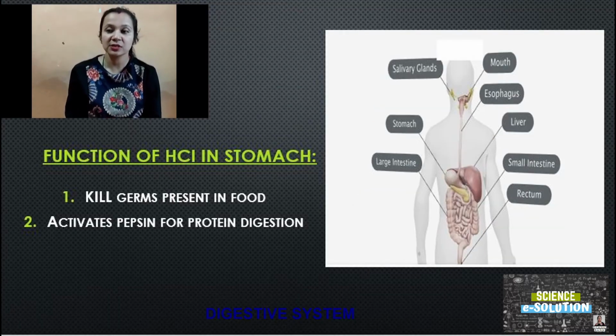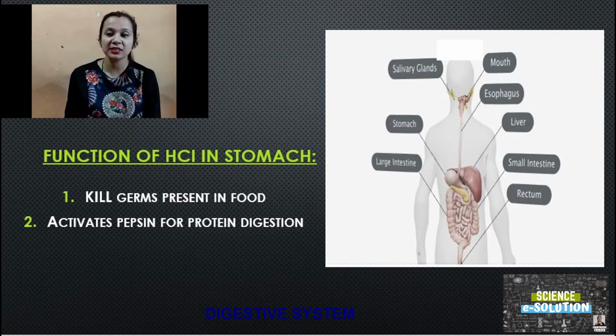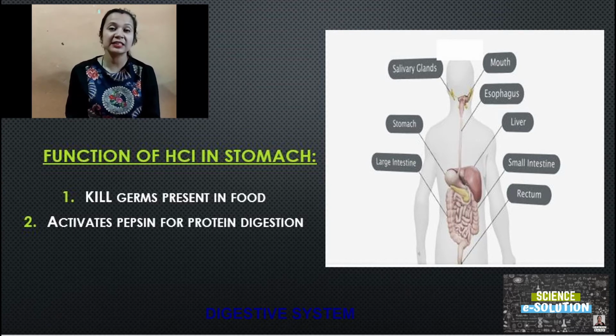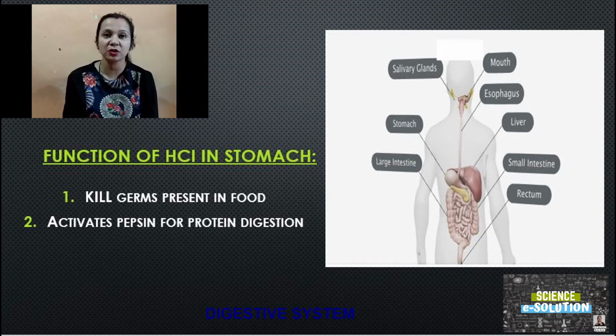So now the food reaches the stomach. In the stomach, what happens to the food? We know that the medium of the stomach is acidic in nature because it contains hydrochloric acid. So the function of hydrochloric acid in the stomach is, the first function is it kills the germs present in the food, and the second one is it activates the enzyme pepsin, which helps in protein digestion. Please mark it down, students, because it is again the second frequently asked question in exams: what is the function of HCl in the stomach.